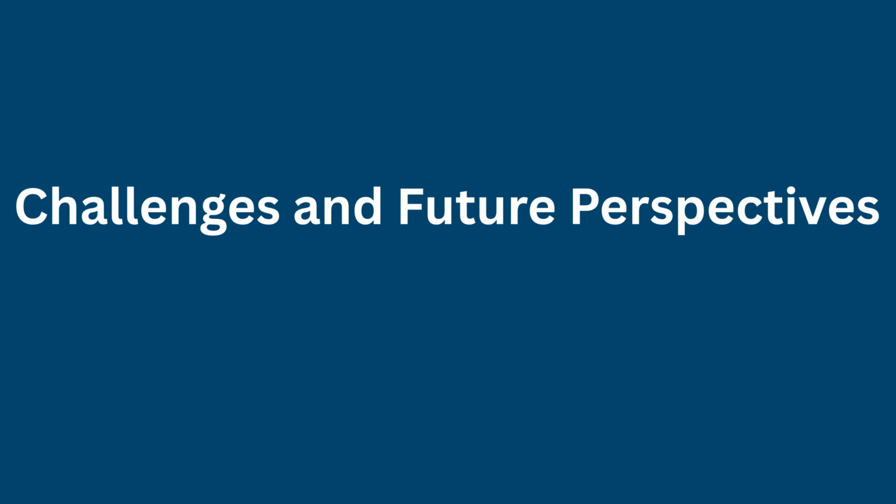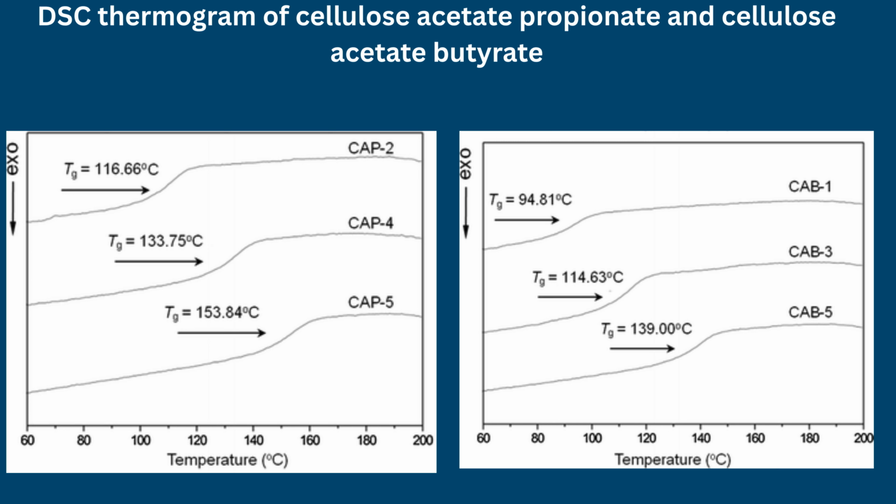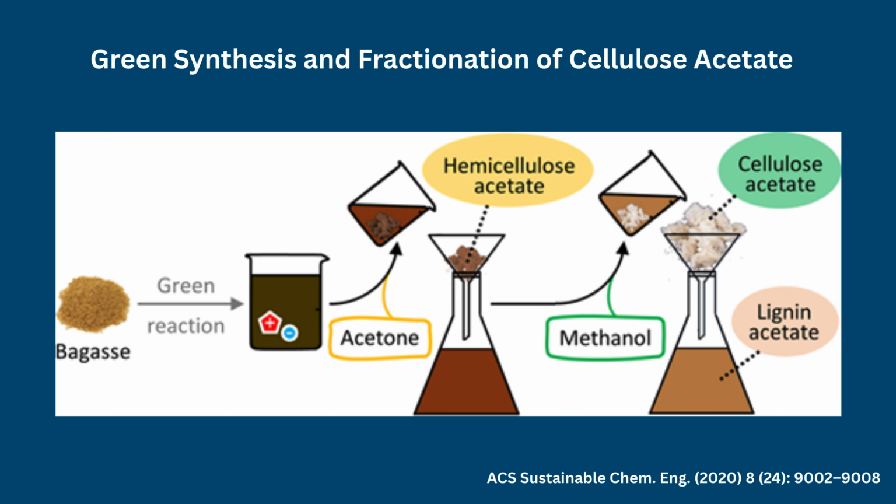Challenges and future perspectives. Despite its numerous advantages, cellulose acetate faces several limitations. Its relatively narrow thermal processing window necessitates plasticizers such as triacetin to improve melt processability. Long-term plasticizer migration can compromise mechanical properties and dimensional stability. Furthermore, solvent-based processing remains energy-intensive and requires efficient solvent recovery systems.